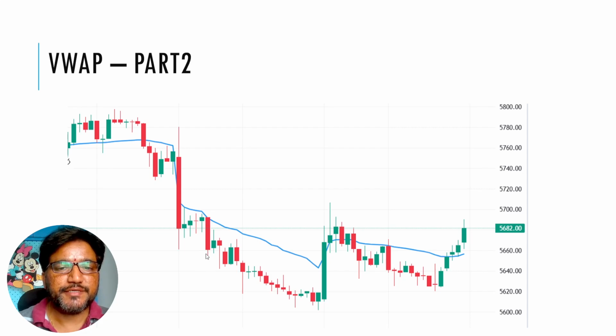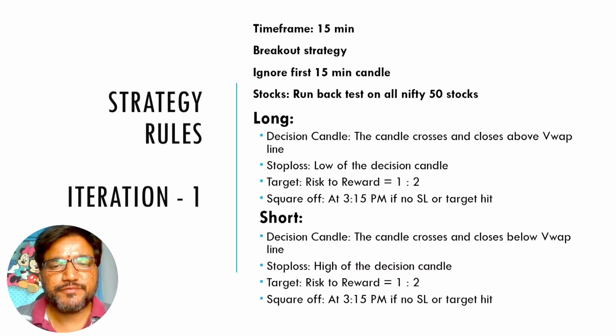And we have to identify the long decision candle as well. If you look, there is no such candle up to here. But here, this candle actually closed above the VWAP line. Also, it's a green candle. It crosses through the VWAP line. So all conditions are satisfied. This will be our decision candle for taking the long trades on this day. So this is iteration 1.